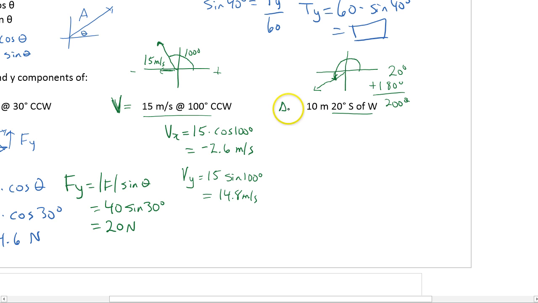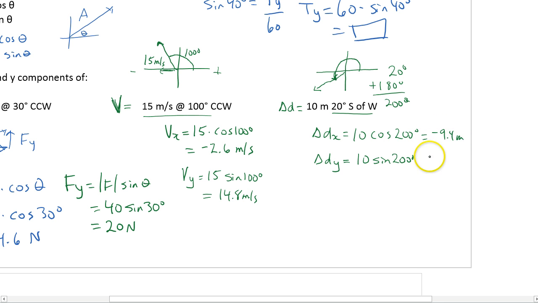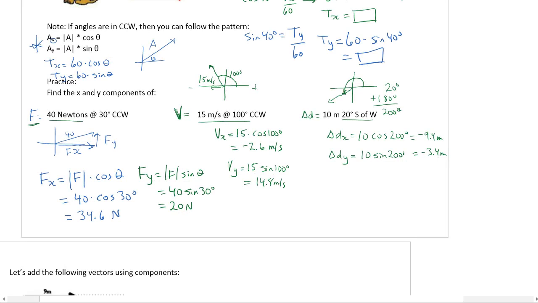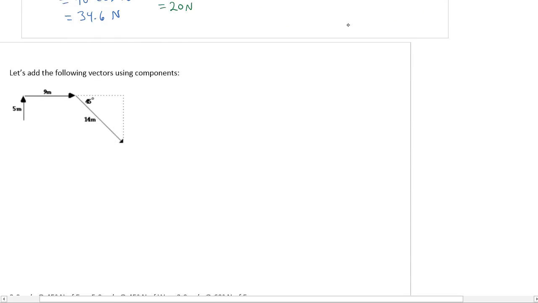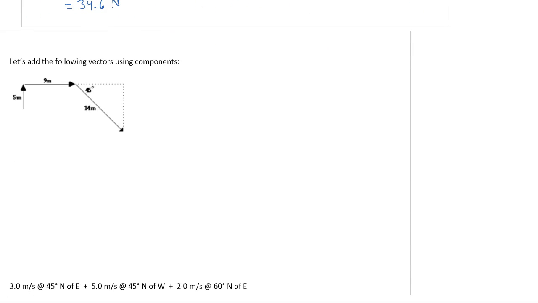We'll call that a displacement vector. We'll call it delta d. So delta dx. How far does it go in the x direction? Well, it goes 10 times the cos of 200 degrees. How far does it go in the y direction? Well, it goes 10 times the sine of 200 degrees. So our answers work out to, once you get your calculator out, negative 9.4 meters and negative 3.4 meters. Pretty cool stuff.